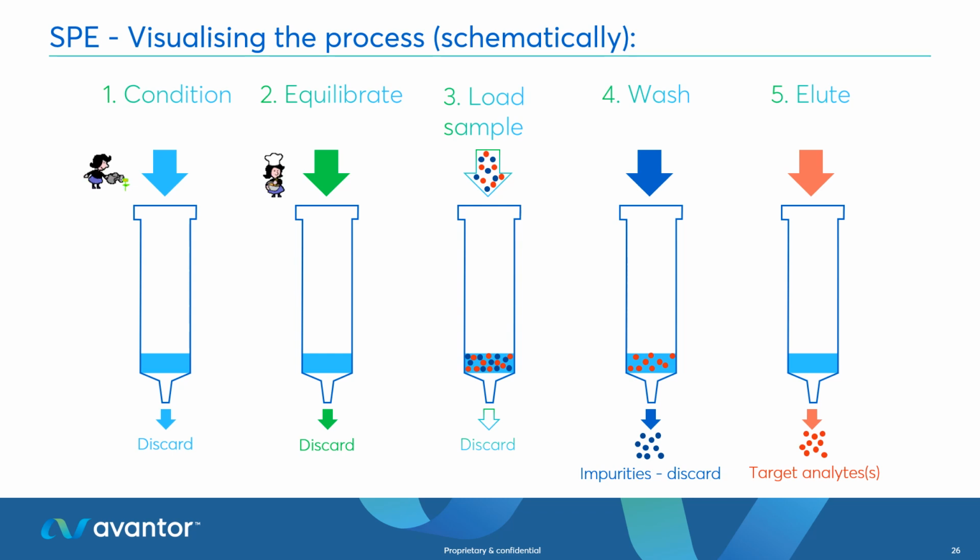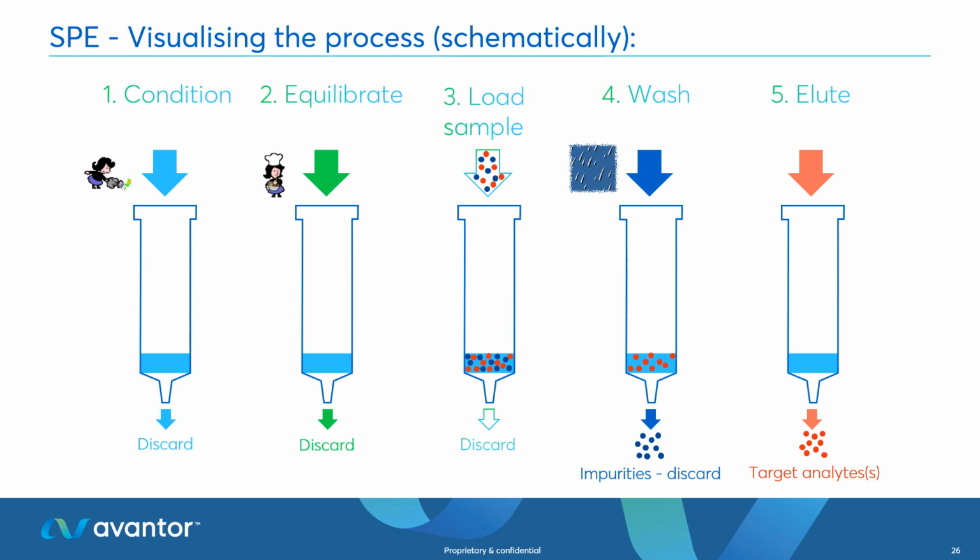What we then do is the most critical step, which is loading the sample onto the cartridge. In this case, the type and nature that the sample is in becomes important. So we need to make sure that we've modified the pH of the sample so it best interacts with the stationary phase, or vice versa. If we're using a stationary phase which can be switched between different ionization states, it's important that we get the right ionization state. We apply the sample at a relatively low flow rate.